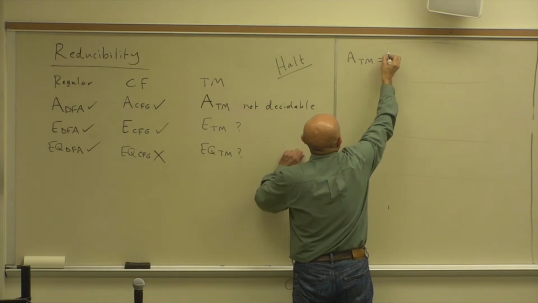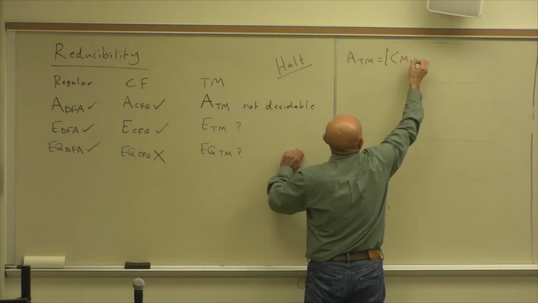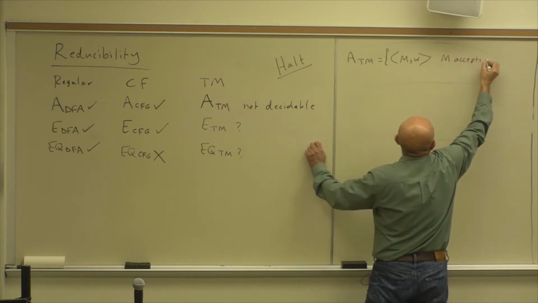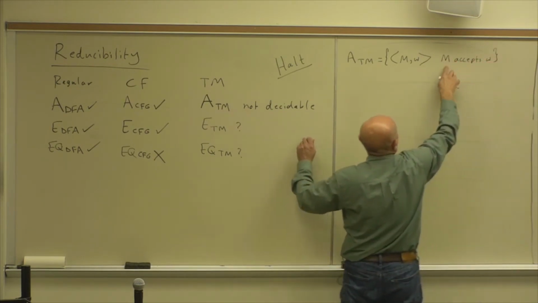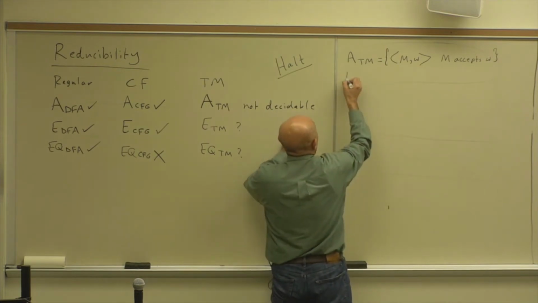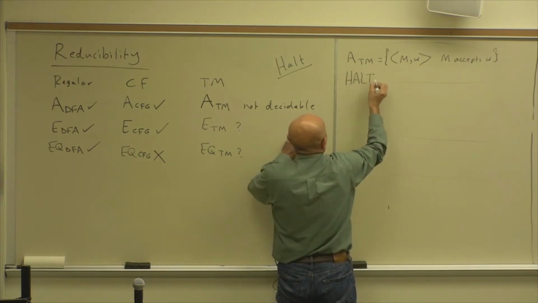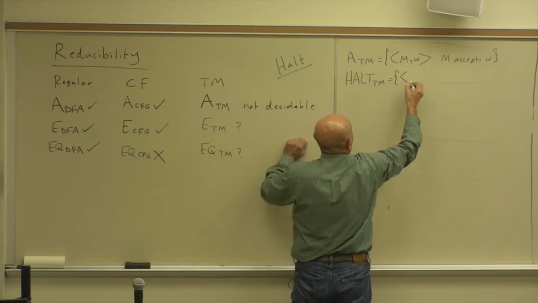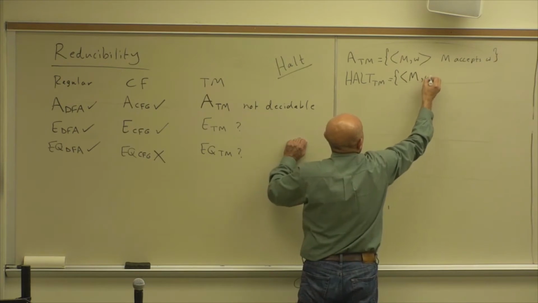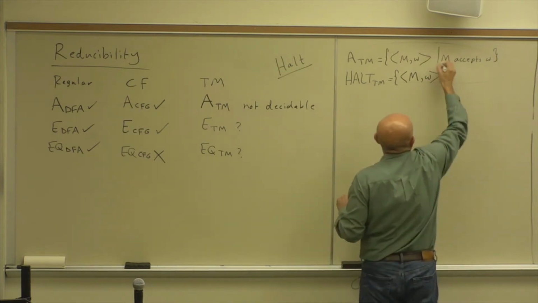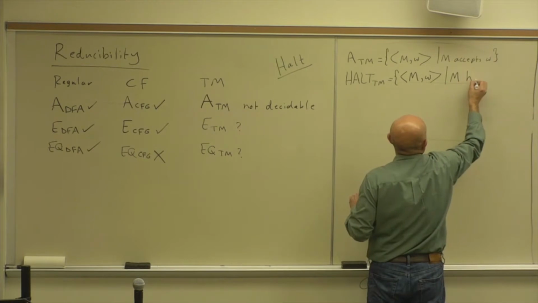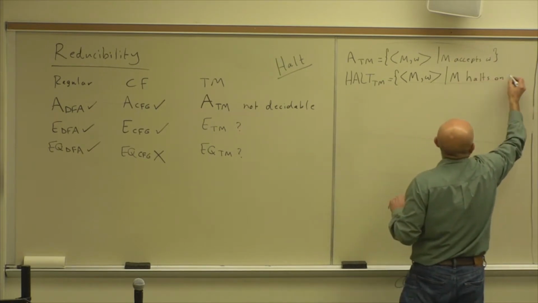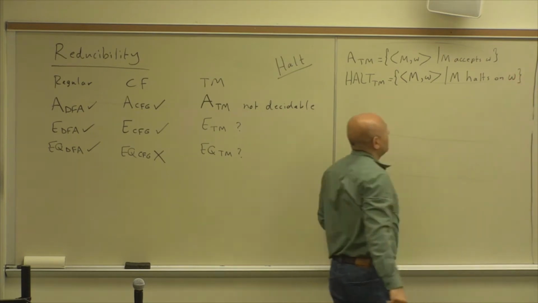Well, first, ATM is given M and W: M accepts W, where M is a Turing machine and W is a string. And halt TM is given a program M and string W: M halts on W.